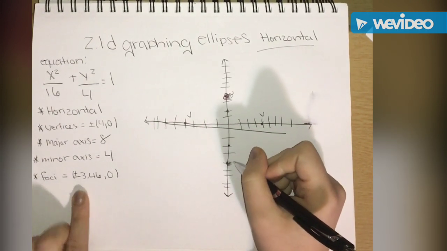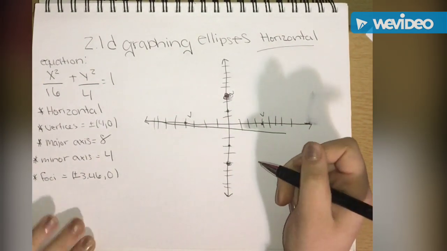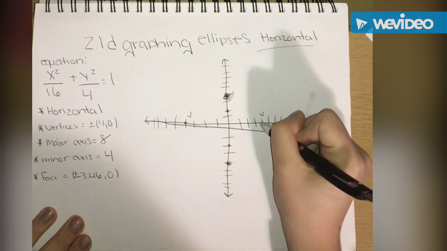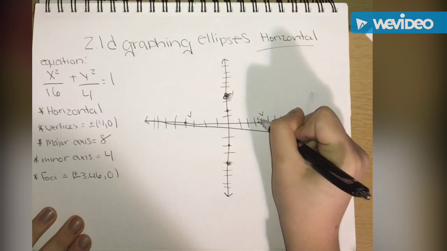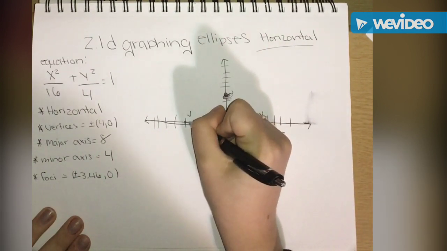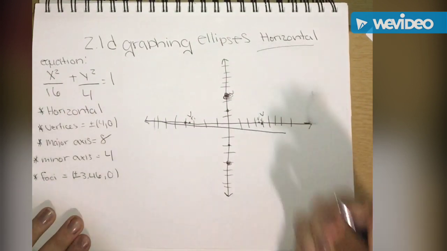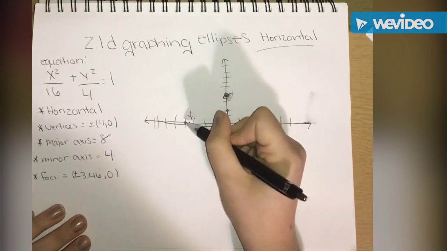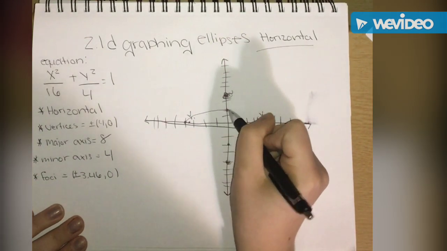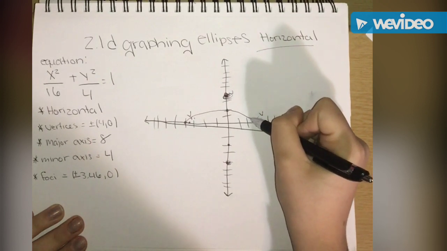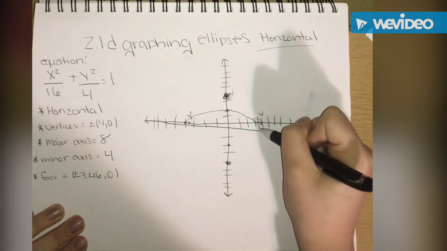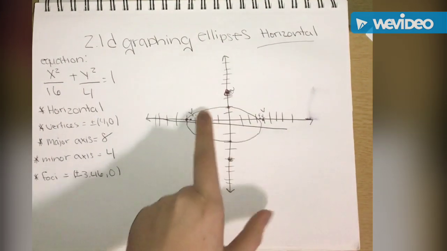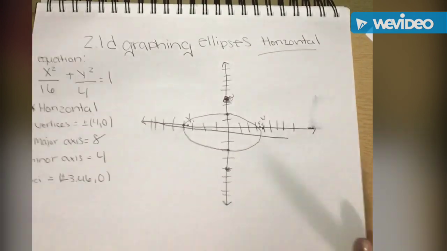So you can go just over the 3 on each side, marking them with an F for foci. And then you can start drawing your ellipse, starting at your vertex and hitting that minor, back to a vertex, and then all the way around. It should essentially look like a football when you're done.